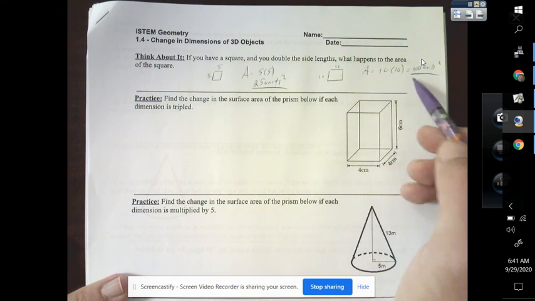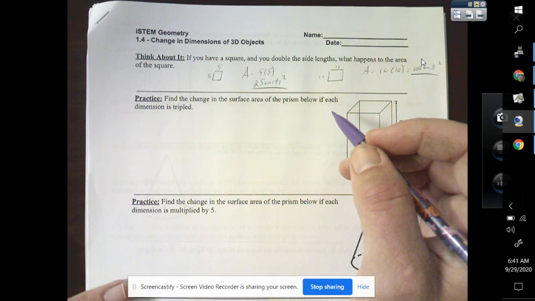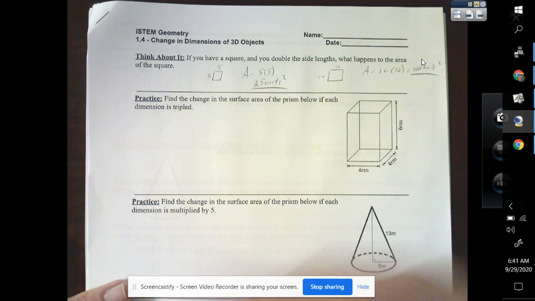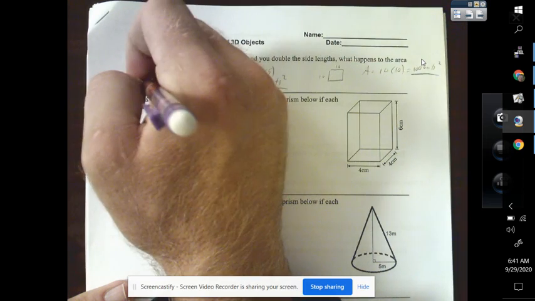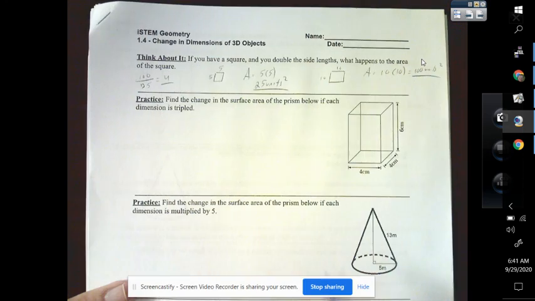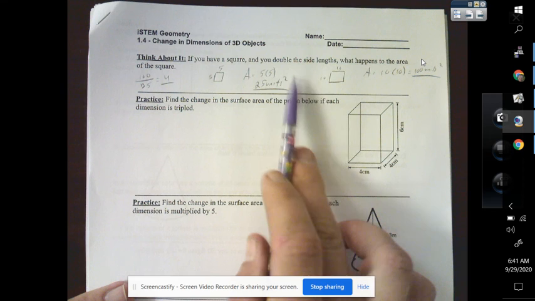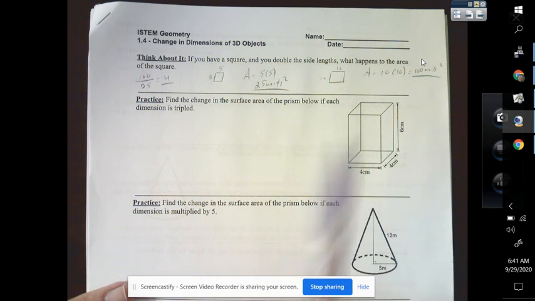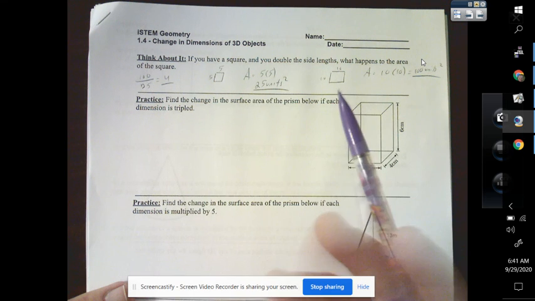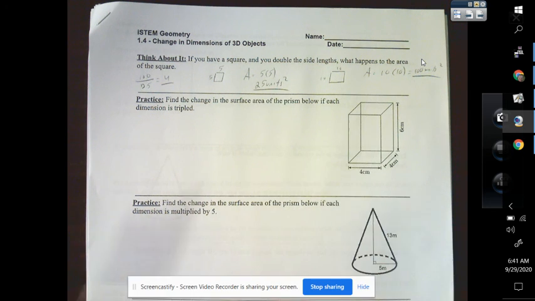Well, if I do 100 divided by 25, I know that it is getting multiplied by 4. 100 divided by 25 equals 4. So if you double the side lengths, it's 2 squared. All right, you're at 4, right? So there we go. We're going to keep that in mind as we take a look at surface area.